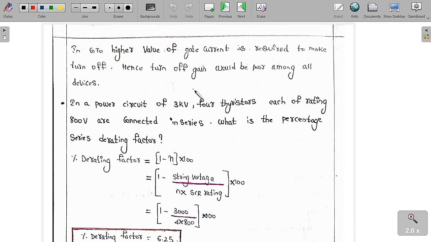So I have already told you, here turn off gain is equal to anode current by gate current. So gate current is very huge in order to turn off the GTO, therefore the ratio is very less. Simply we can say that in GTO higher values of gate current are required to make turn off. Hence turn off gain would be poor among all devices. So the gate current required to turn off the GTO is very high, so this ratio is very small.